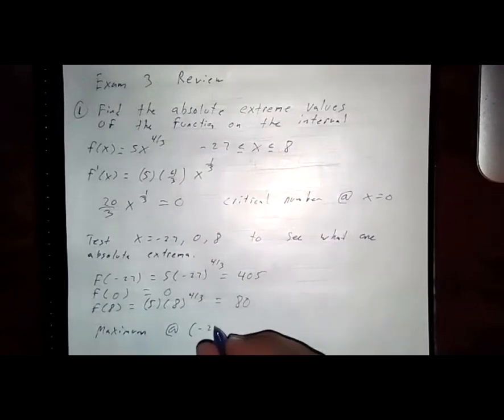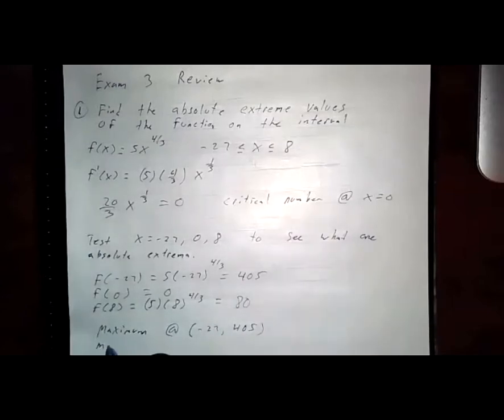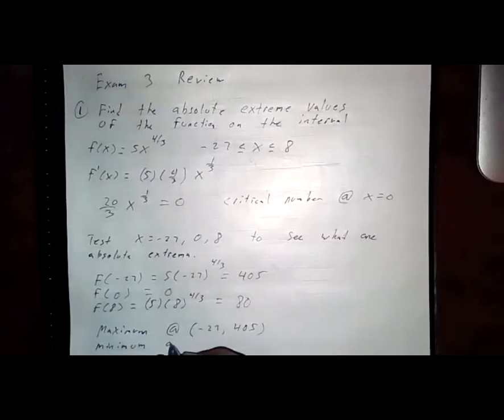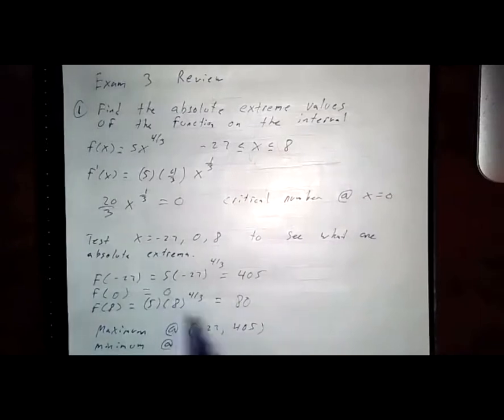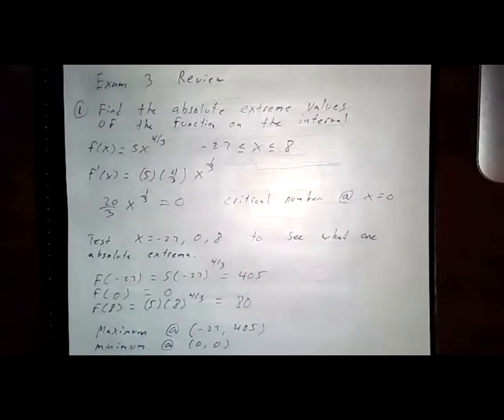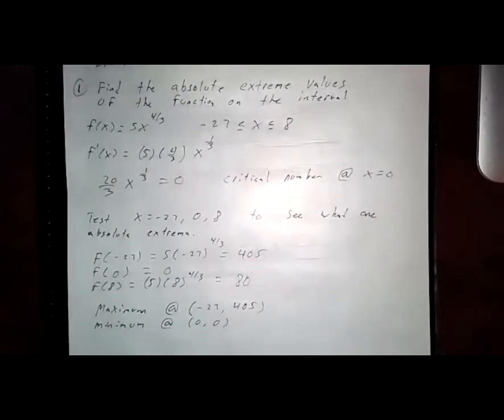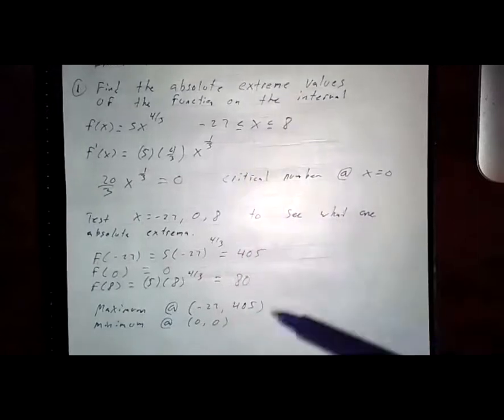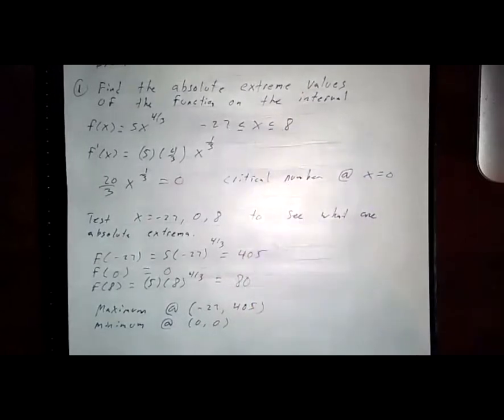Max would be -27, comma 405, right? Minimum is at 0, right? Does this make sense? What we did? Totally. So if it's restricted, that's all you have to do. Test the endpoints, test your critical numbers, and decide what's the biggest and smallest. So this guy here was whatever, right? Didn't matter.